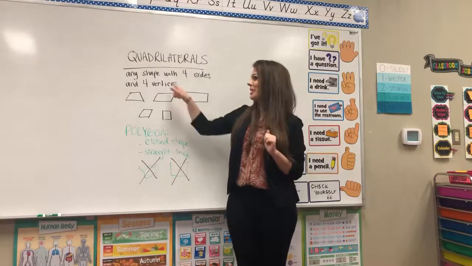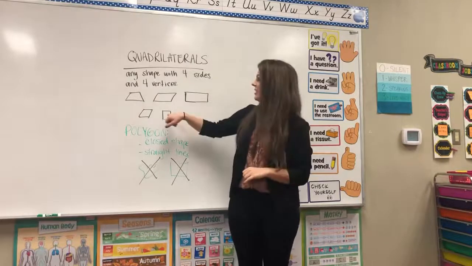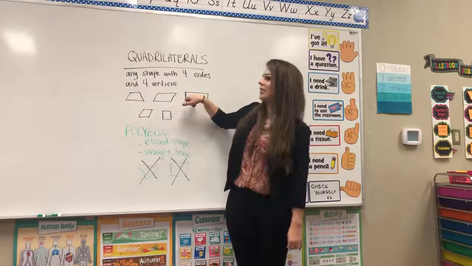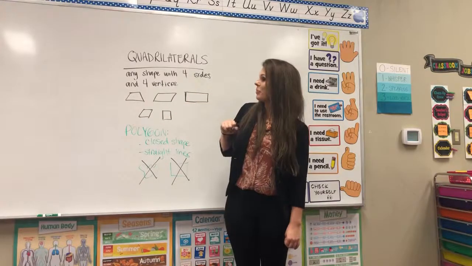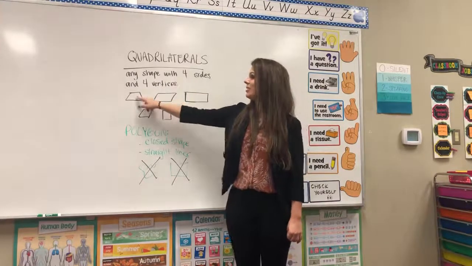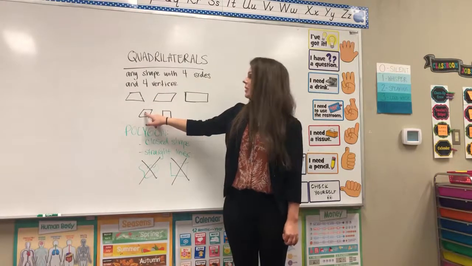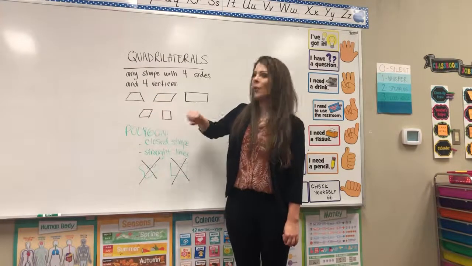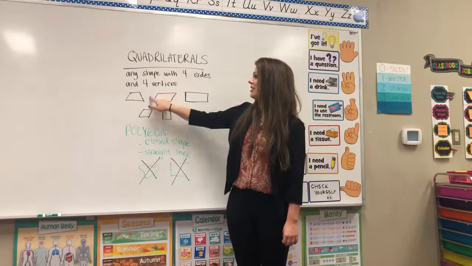How many of these shapes can you name so far? Ooh, I know some easy ones. And another super easy one, right? A square and a rectangle. What about these? Do you remember what these are called? All sides are equal on this one. It's a rhombus. What about this one? Do you remember what this one's called?